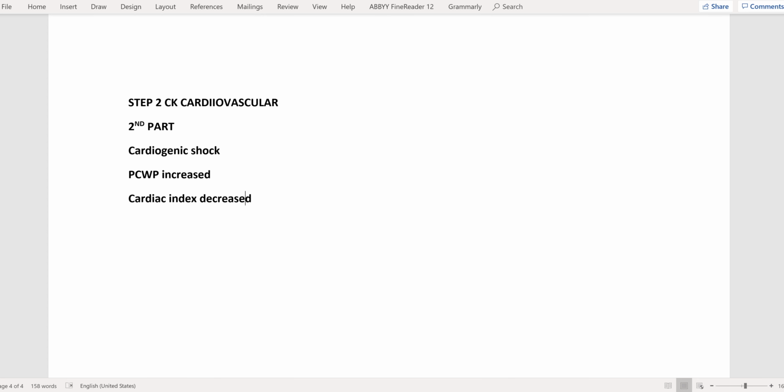Well, first of all, you're having an inferior wall MI and possibly mitral regurgitation. The left ventricular filling pressure will increase. Because of the regurgitation, the blood will back up, so they'll have an increase in blood in the heart, in the left ventricle.